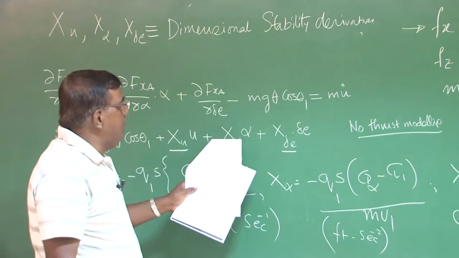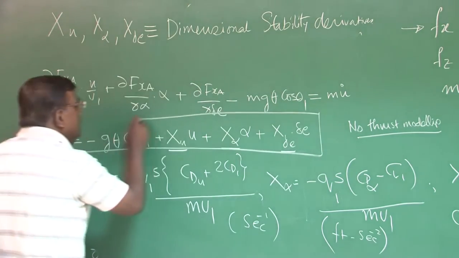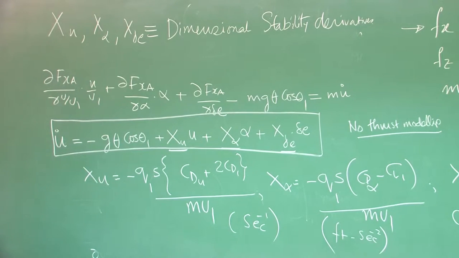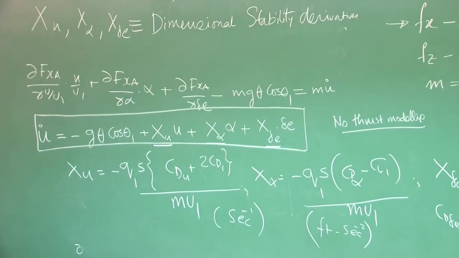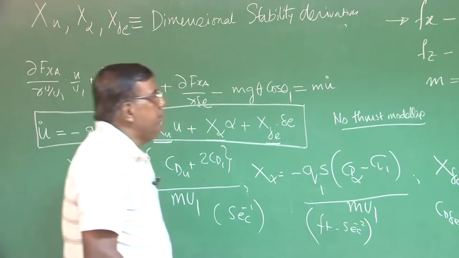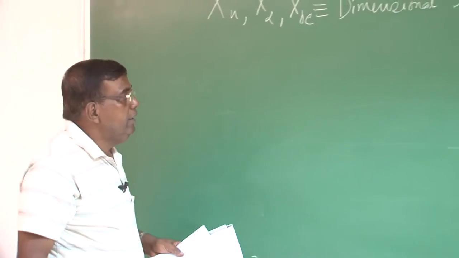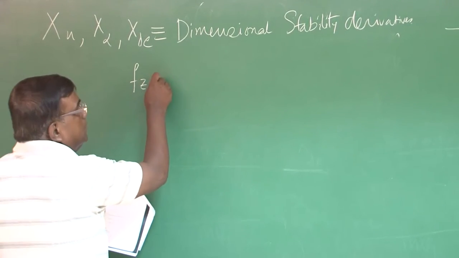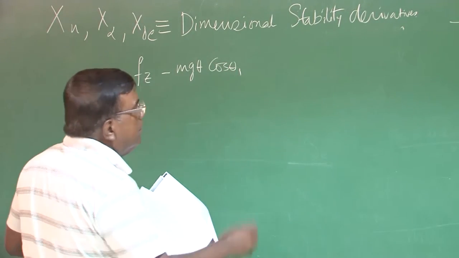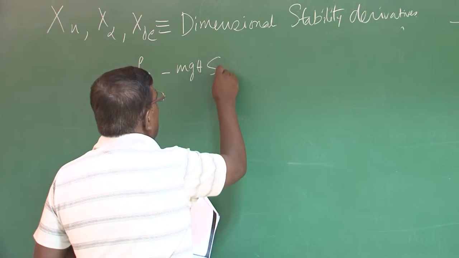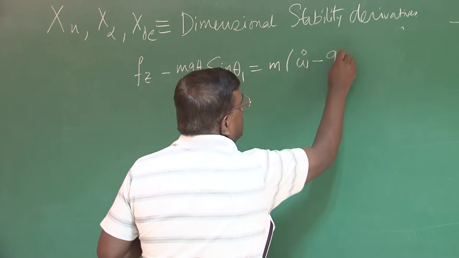Okay, so this is an example of how to simplify the equation into a convenient form for our further analysis. I have demonstrated it for the first equation, Fx, which is u dot equal to this plus X delta e into delta e. Similarly, I will do a similar exercise for Fz. Once I pick Fz minus m g theta, oh no, this is not cos, g theta sin theta 1, is equal to m (w dot minus q u1).